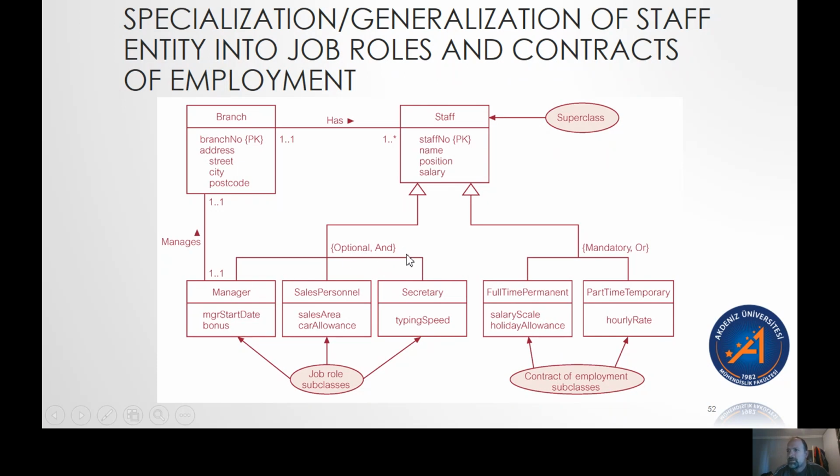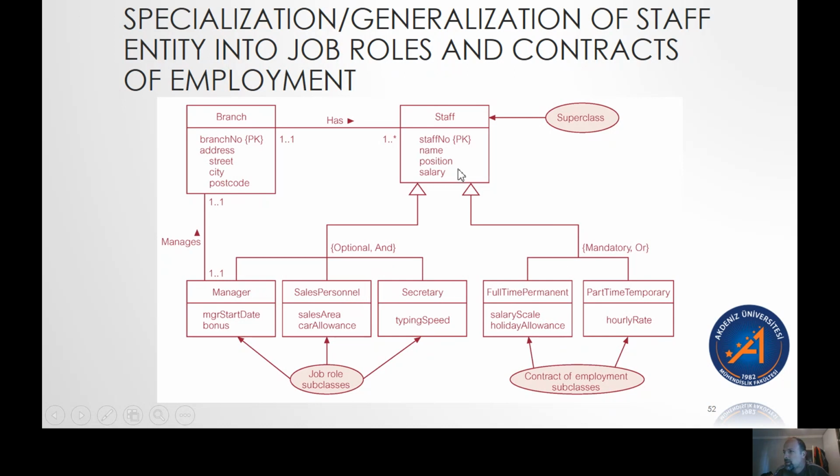But the optional and still exists here. So optional means it could be just a staff, could be one of these, and and means it could be a manager, and it could also be a sales personnel, and it could also be a secretary. It doesn't have to just choose one of them.